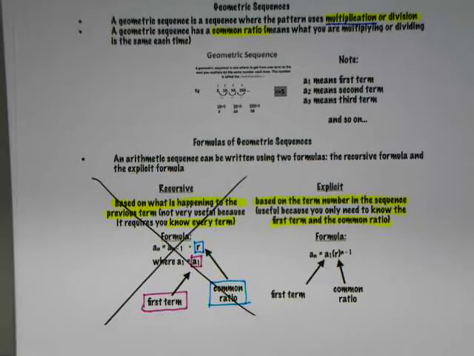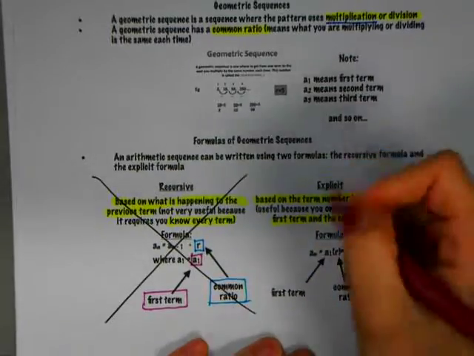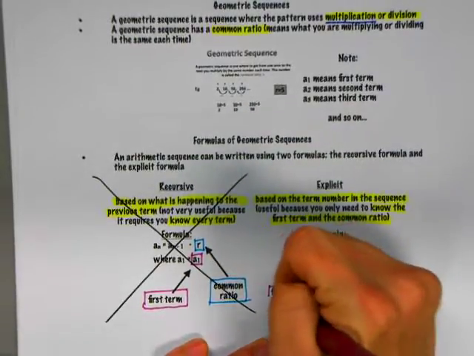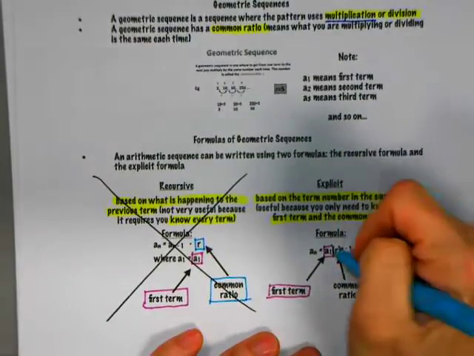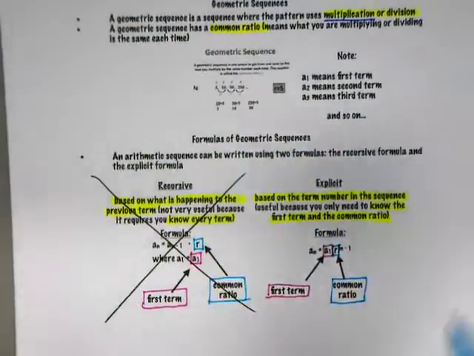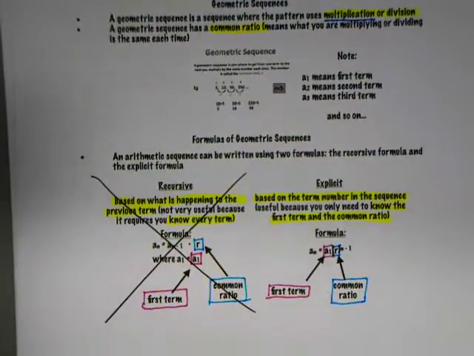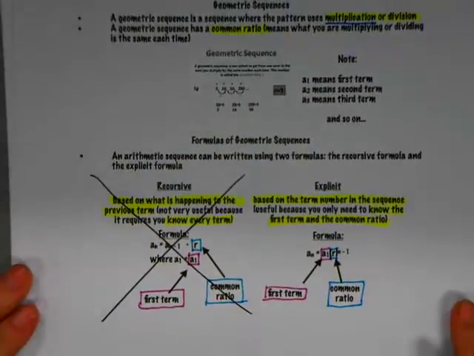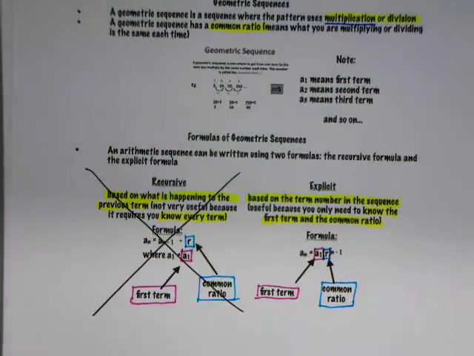The explicit formula, same kind of deal. You're plugging in your first term right here. And then your common ratio goes in the parentheses after it, being multiplied. And what's nice about this one is that you do not have to simplify at all. There's no distributing. You're done once you do it. So the layout of the notes is going to be the same as yesterday. First we're going to identify if it's geometric or not. Then we're going to write the formula. Then we're going to use the formula. Okay?